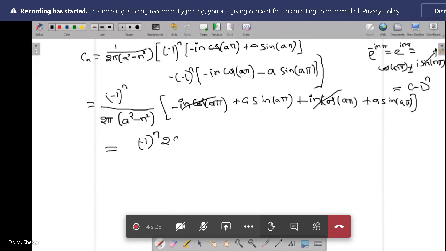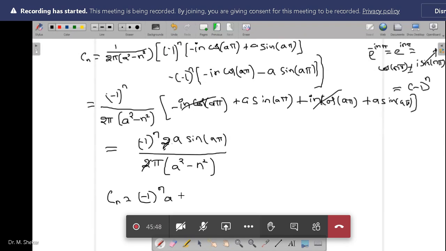so that is sin a pi whole divided by 2 pi into a square minus n square, so the 2 cancels. So we get Cn is (-1)^n into a into sin a pi whole divided by pi times a square minus n square. Here the condition is that a should not be equal to n.